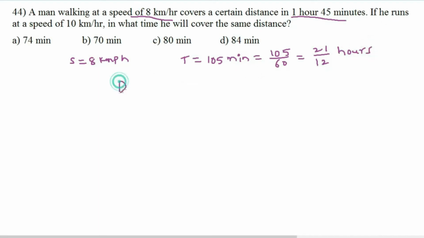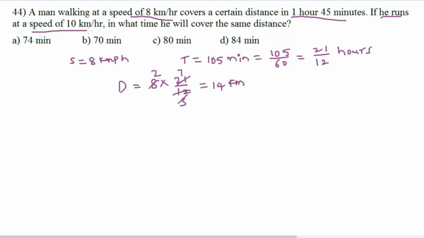Distance equals speed into time. 8 into 21 by 12. 4 threes are 12, 4 twos are 8. 3 ones are 3, 3 sevens are 21. 7 into 2 is 14 kilometers. Distance equals 14 kilometers.